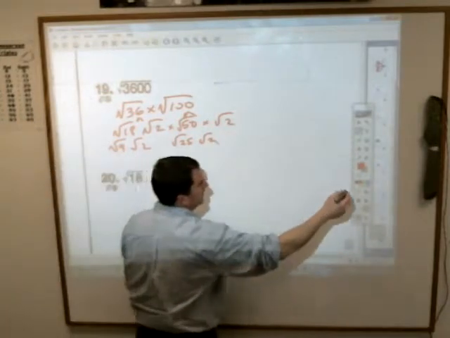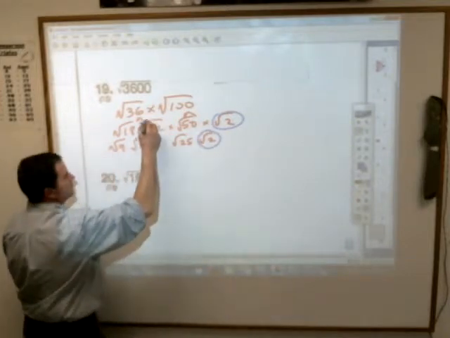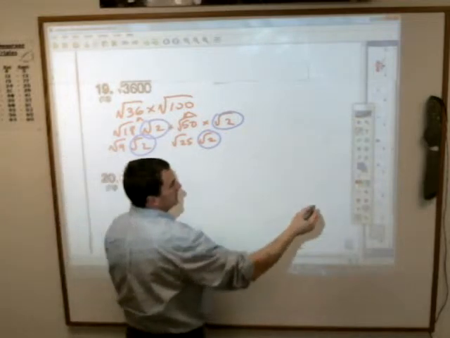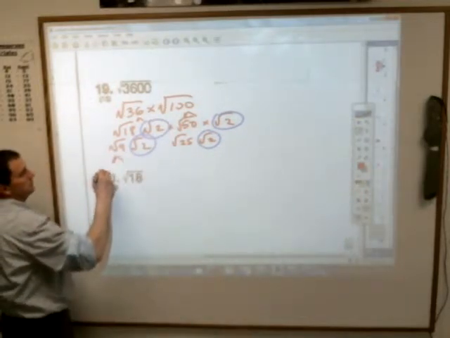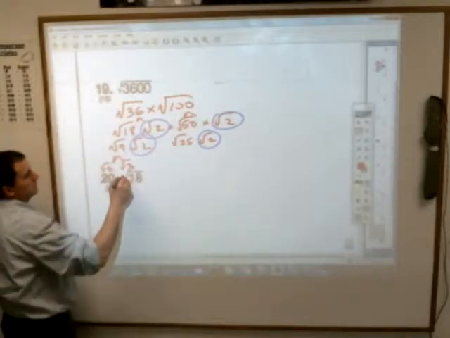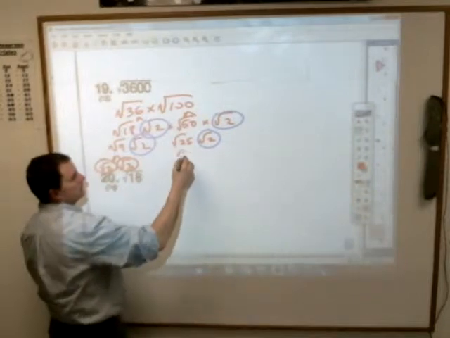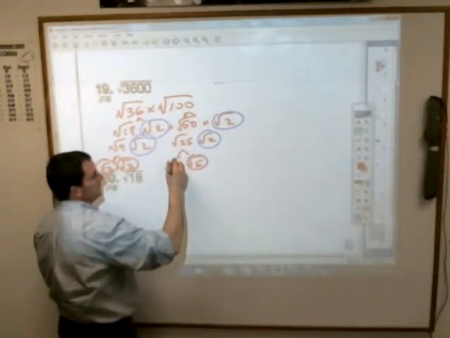Now you probably should be, as you're going along here, once you get to the square roots that don't break down anymore, put a circle around them so you don't lose track of them. Now what? And for 9 I did the square root of 3 times the square root of 3. Perfect. And those get circled. And then for square root of 25, I did square root of 5 times square root of 5.